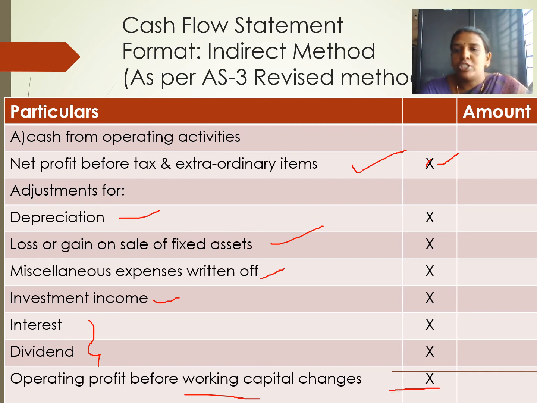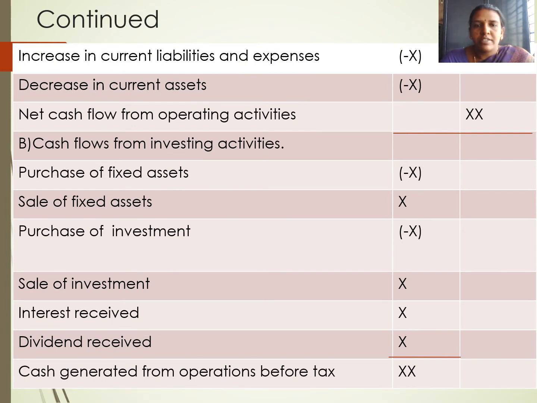Then next we have to make adjustment for operating profit. We have to record the purchase of fixed asset with the negative symbol as cash flows out of the business organization. Then sale of fixed asset, we have to add this one because cash will flow into the business organization. And purchase of investment, again cash flows out, so with negative symbol. Then sale of investment with positive symbol as cash inflows into the business organization. Interest received and dividend received, by both these cash enters into the business organization, so we have to add both these.